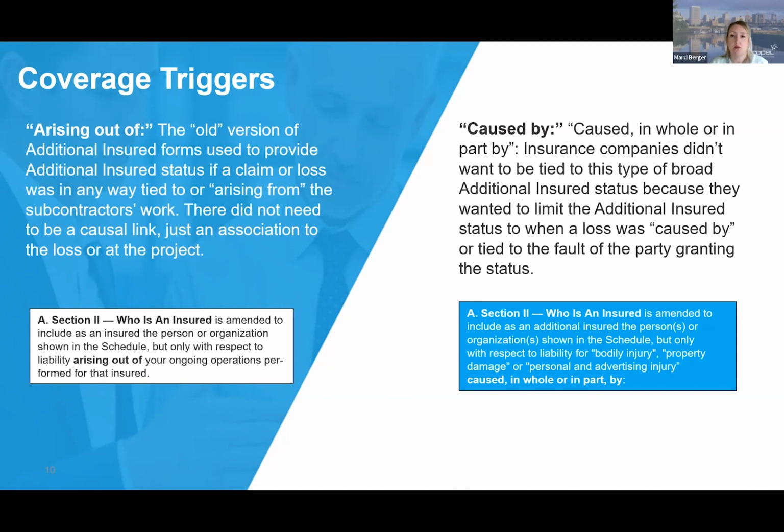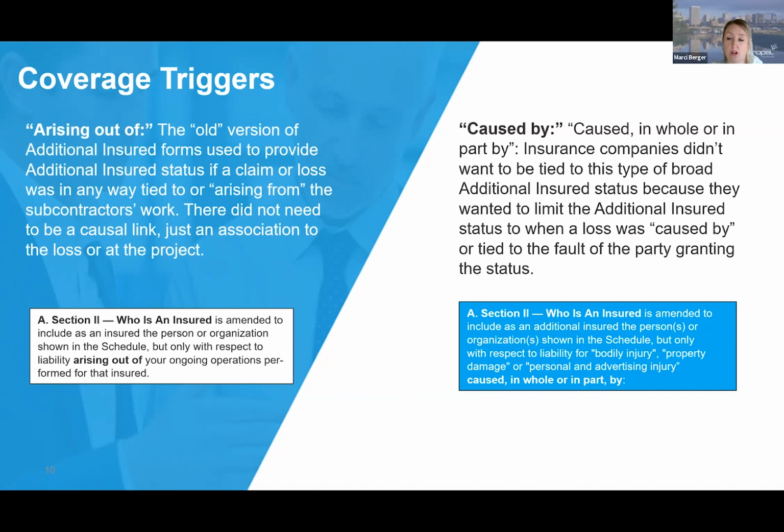So what do each of these actually mean? Arising out of. So think of it as linked to or originating from. This verbiage is the broadest coverage that can be granted to an additional insured.